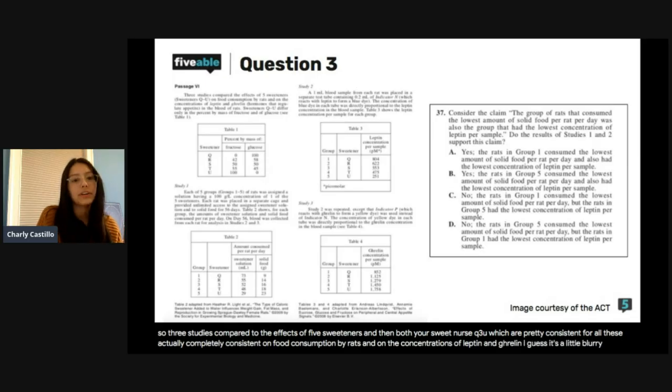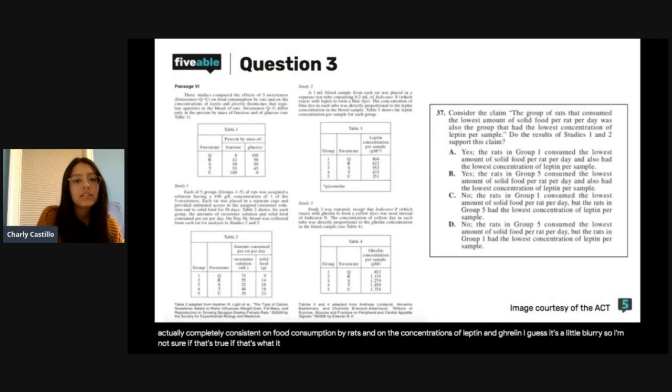It's a little blurry, so I'm not sure if that's what it says: hormones that regulate appetite in the blood of rats. Sweeteners Q through U differ only in the percent by mass of fructose and of glucose, and then see the table below. Now, I'm only going to read studies 1 and 2.